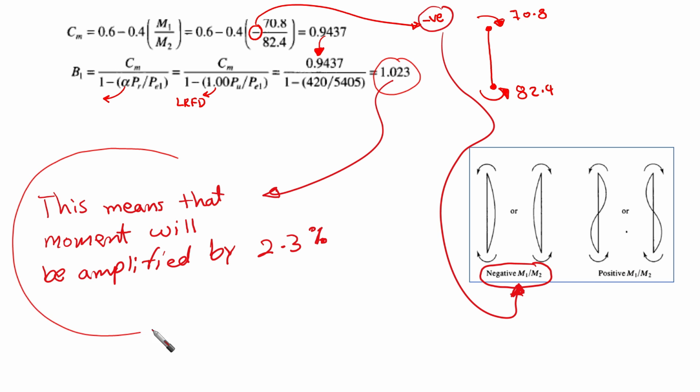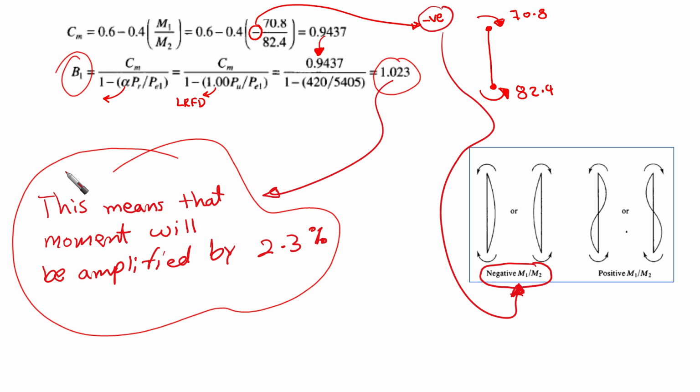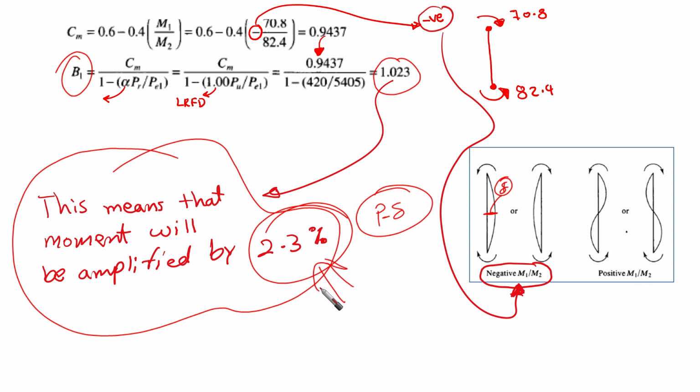This means that the moment will be amplified by 2.3%. That's it, B1. Only the moment is going to be amplified; the P-delta effect is only going to add 2.3%. That's it. So what about this one?